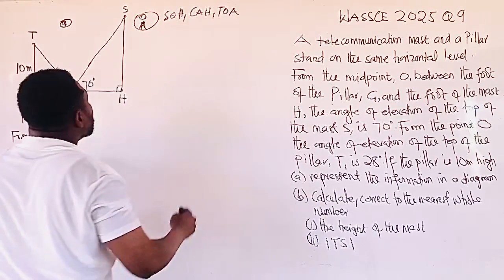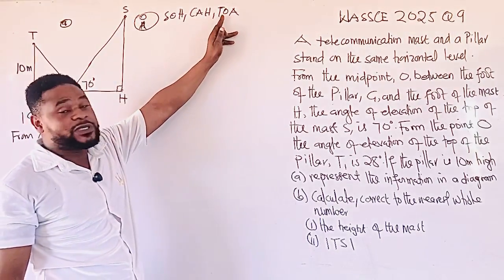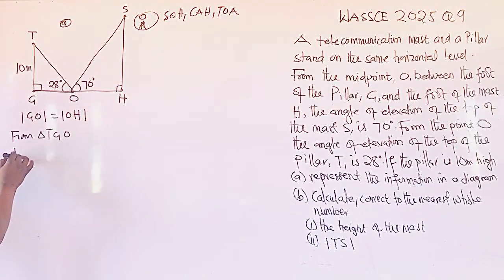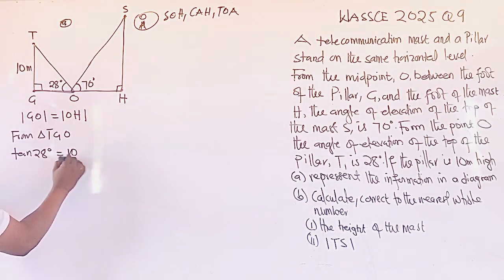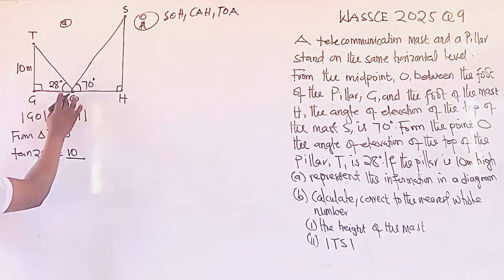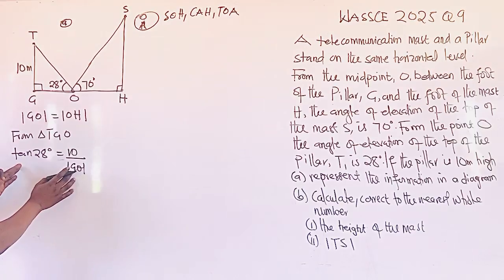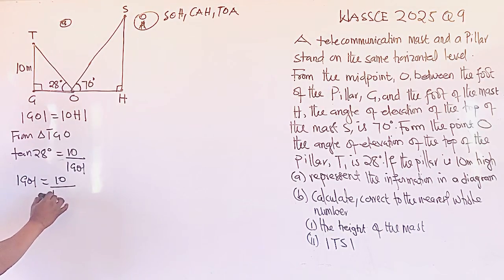So in case where we are looking for opposite and adjacent, then we need to use the TOA, the tan ratio. In simple terms, we say tan 28 should be equal to opposite, which is 10, all over adjacent, which is GO. By making GO the subject, we cross multiply. So our GO is going to be 10 divided by tan 28.